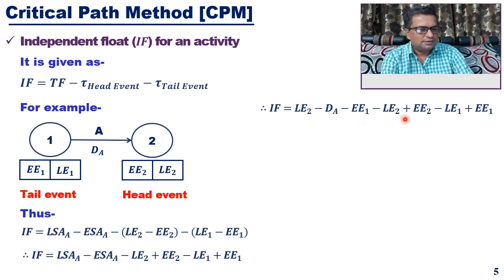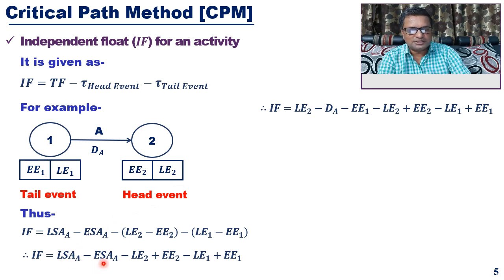Then again, we have just simplified it. How this is simplified, let us understand. So here you have latest start time for activity E. In place of that we have written the equation for latest start time. Latest start time for activity A will be latest event time for the head event, that is LE2, minus the duration of that activity. So that will give us latest start time for activity A.